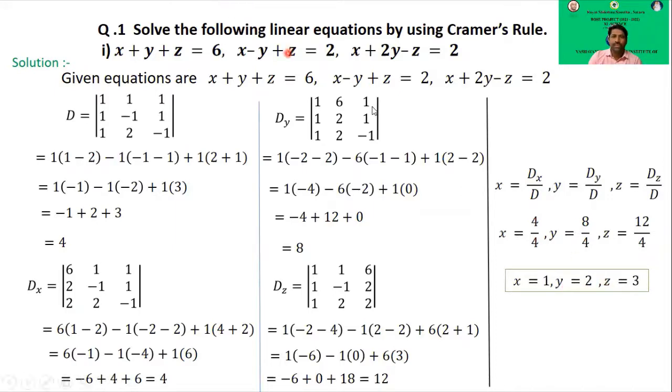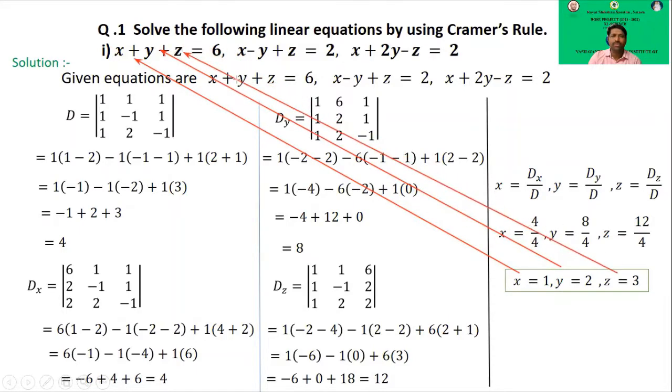So whether the solution is correct or not, we can check by substituting these values in the given equations. If we substitute all these values in these equations, 1 plus 2 plus 3, that is 6; here 1 minus 2 minus 1 plus 3, that is 2; here 1 plus 2 minus 3, 1 plus 4, 5 minus 3, that is 2. So the given values satisfy the given equations, so our solution is correct.